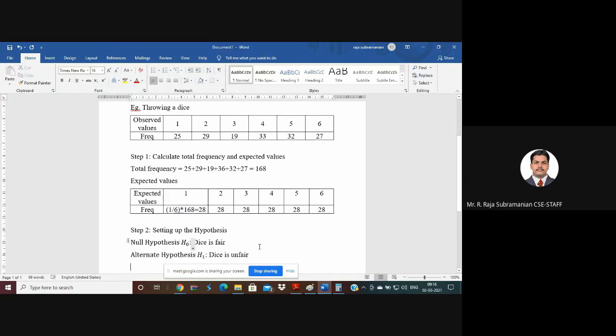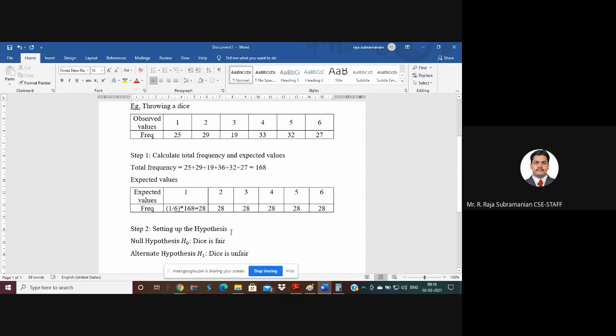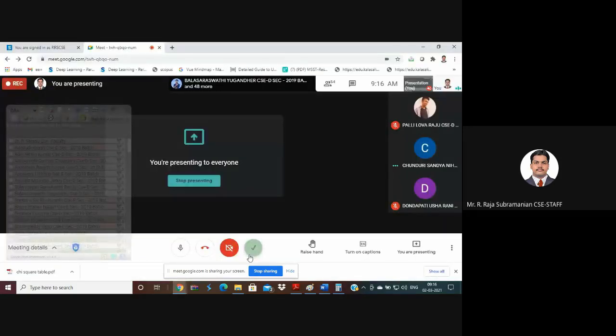Next, I set the hypothesis. Two hypotheses I have to set. The null hypothesis I'm setting says that the dice is fair. That is, there is not much deviation between observed and expected values. If I reject the null hypothesis, it means that the alternate hypothesis holds, which says that the dice is unfair, right? So far so good, right? So far, have you understood this?